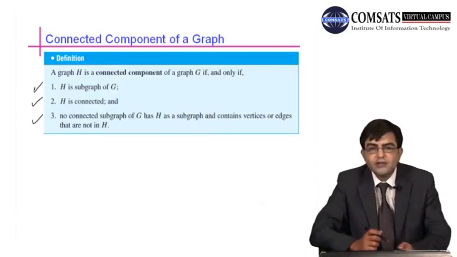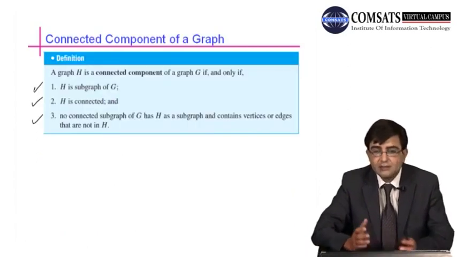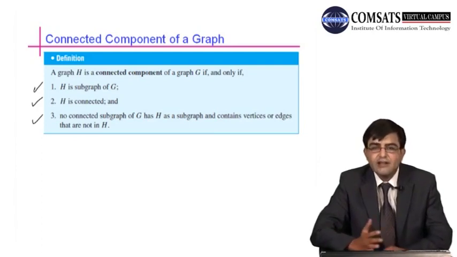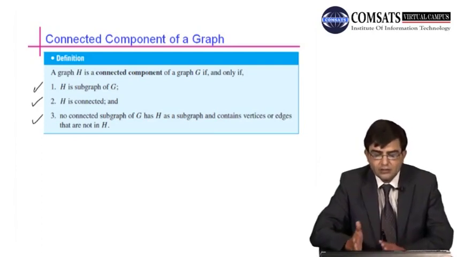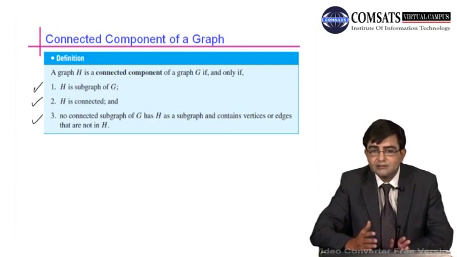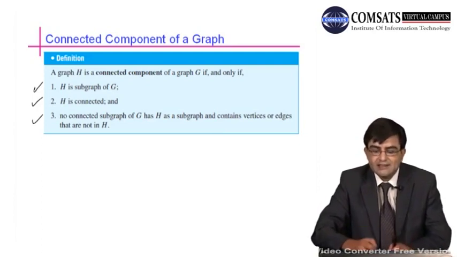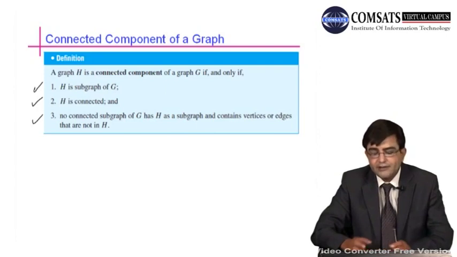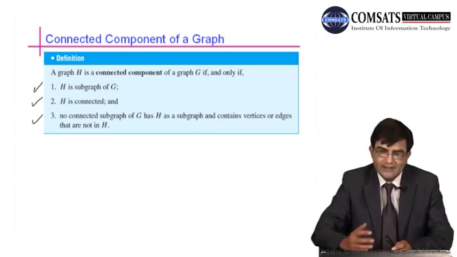So what is a connected component of a graph? Basically it is a subgraph of G. It should be connected, and no other connected subgraph of G has H as a subgraph and contains vertices or edges that are not in H.